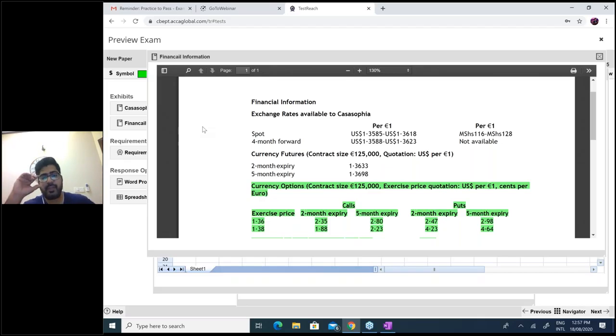Okay. So see, it's a good thing. 2 columns have been eliminated. The 2-month expiry calls and the 2-month expiry puts have been eliminated. Out of these 4 columns, only 1 is relevant. So I have to eliminate 3. 2 have been eliminated because you are receiving after 4 months, and 2-month expiry will have passed. It's irrelevant. Take 5-month expiry. 5-month expiry calls or 5-month expiry puts.